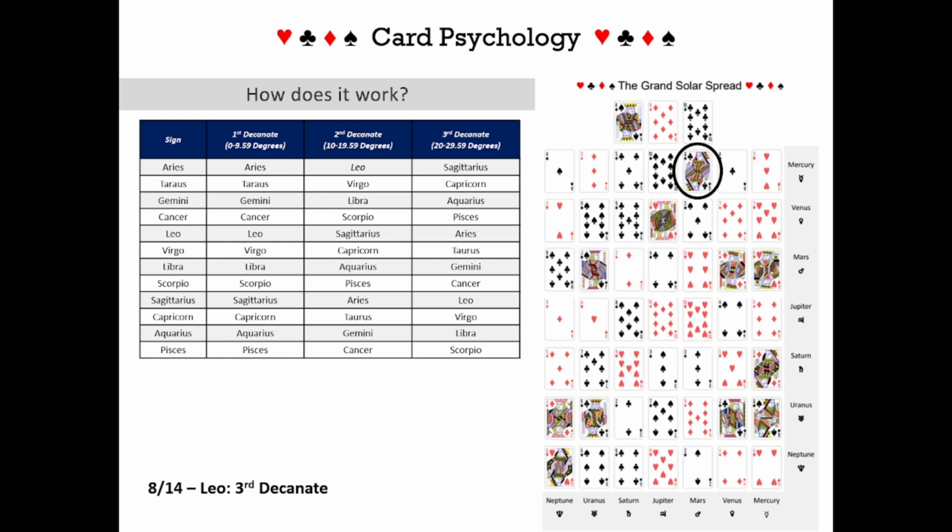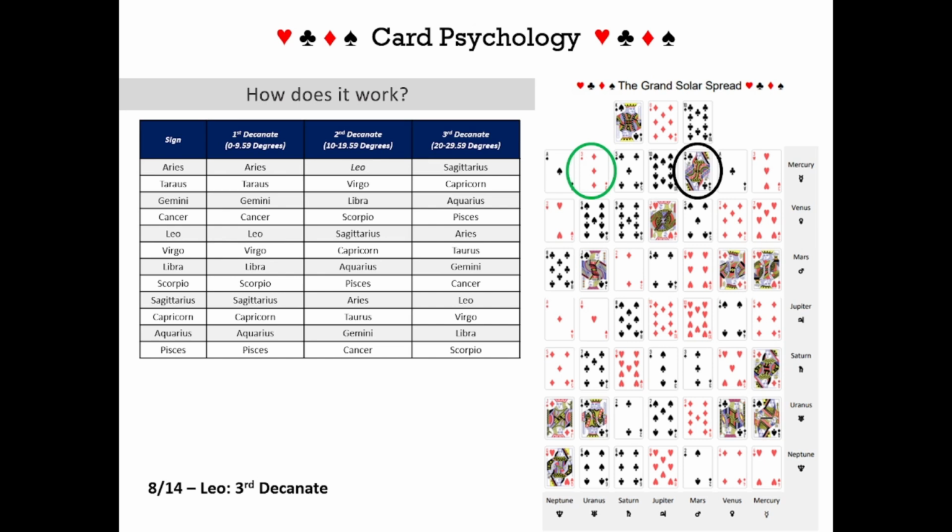Our Leo birthday, 8/14. Leo is in the third decanate. I can't remember the degree, but this is a Leo Queen of Clubs. And as a third decanate, that is Aries. Aries is ruled by Mars. We look to her Mars card, Mercury, Venus, Mars. We get the Three of Diamonds.